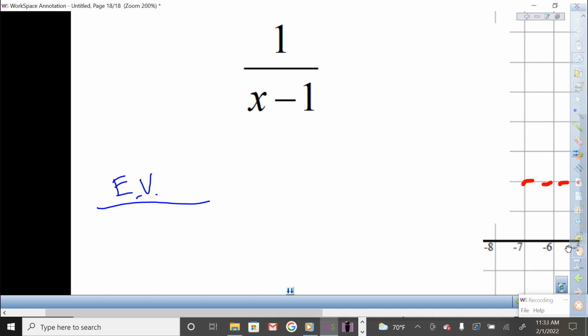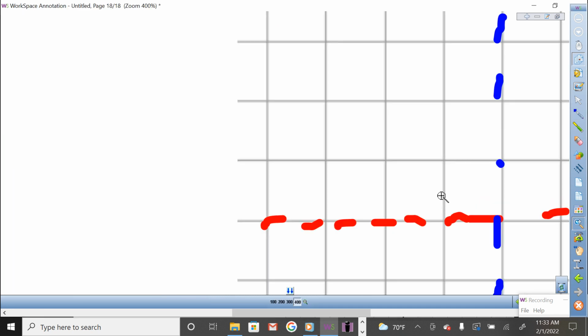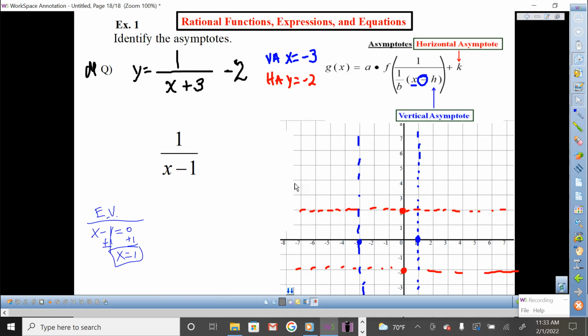All right, good conversations. How about Adrena? What does EV stand for? Excluded value, that is correct. And what did we say the excluded value is? What made the denominator equal to 0. How do we identify the excluded value? We take the denominator, set it equal to 0, solve, so x equals 1. Why do we exclude that value? Because that's what makes it 0. Now, in the scope of what we are doing right now, look up, look what we have.